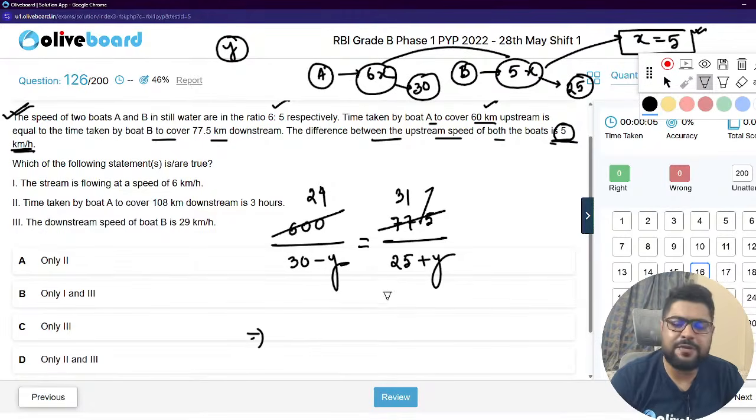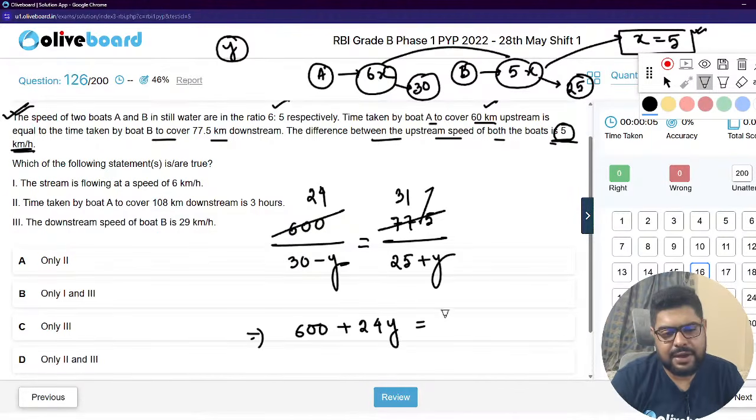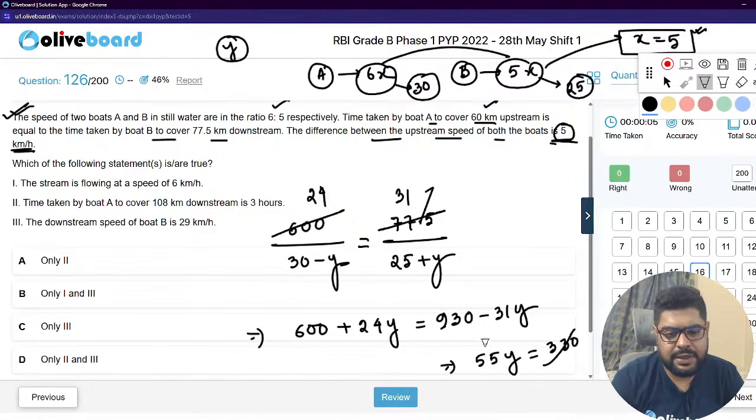So this is 24 square, how much is it, sir? 24 square is 576, plus this will be 600, right? Plus 24y. It becomes 31 into 30 minus 31y. So from there I'll get 30 and 25, meaning 55y is 330, so y is 6. So the y value we got is 6.